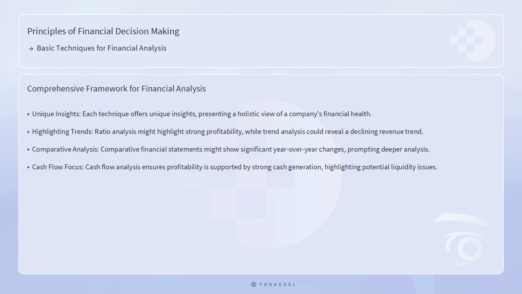For instance, while ratio analysis might highlight strong profitability, trend analysis could reveal a declining revenue trend that warrants further investigation. Comparative financial statements might show significant year-over-year changes, prompting deeper analysis through common-size statements to understand the underlying causes. Meanwhile, cash flow analysis ensures that the company's profitability is supported by strong cash generation, highlighting any potential liquidity issues that might not be evident from the income statement alone.